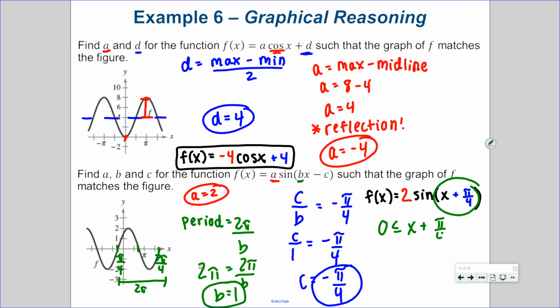So if I set this up here, subtract pi over 4 from everything, this should start at negative pi over 4 and finish at 7 pi over 4. And it does. Does that make sense?